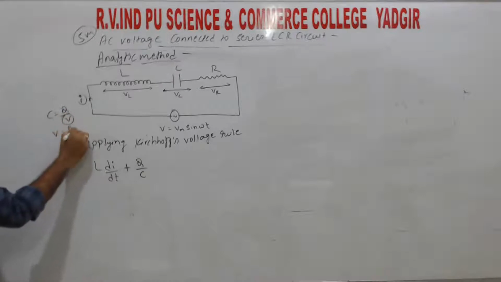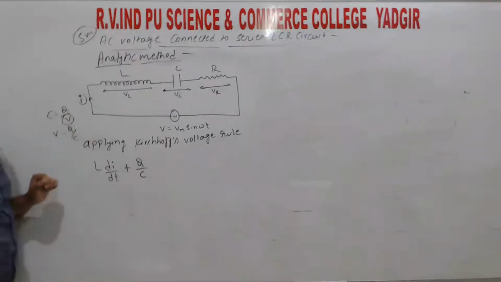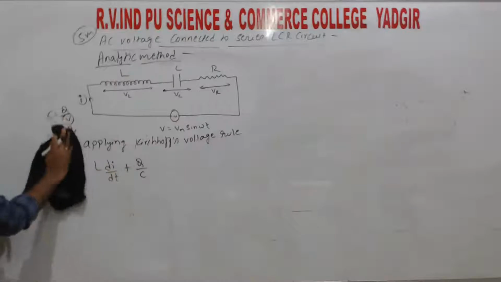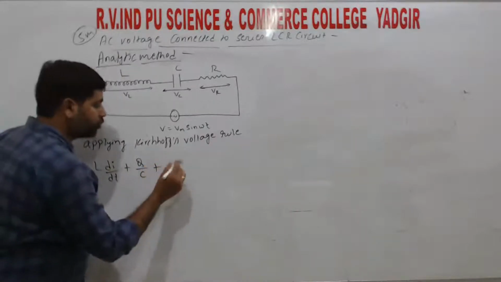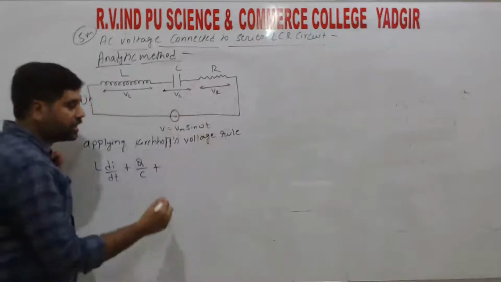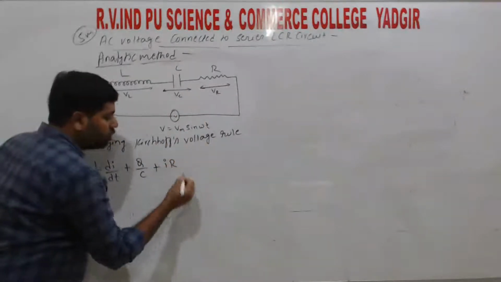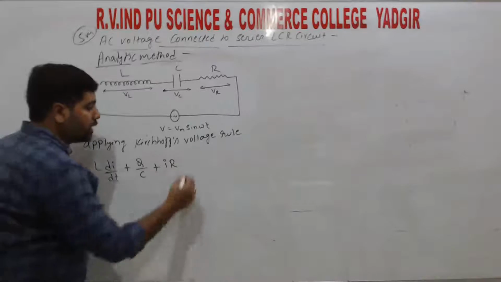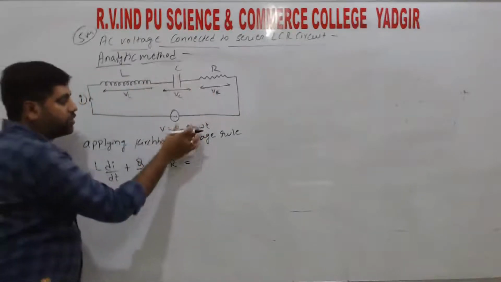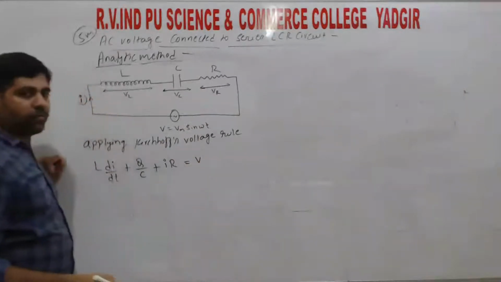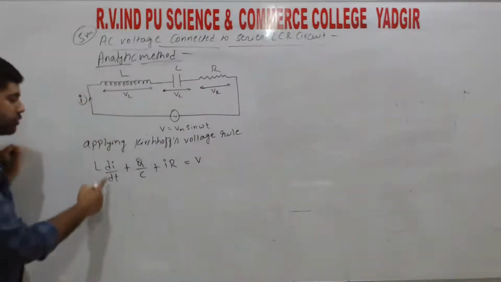So V is equal to Q by C. We can write that as the voltage across the capacitor, plus the voltage across the resistor, that is IR, the product I into R, that is equal to the cell connected in this series, which we write as V.